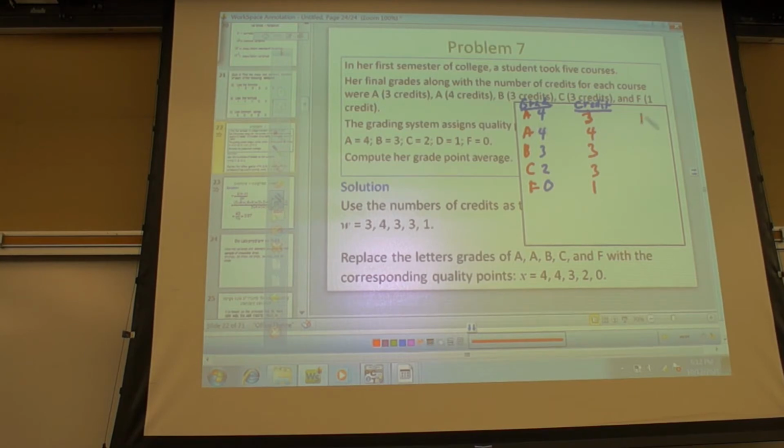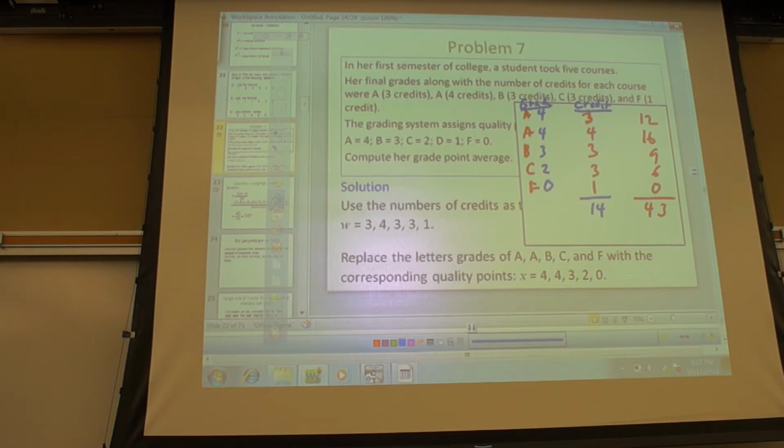4 times 3 is 12. 4 times 4 is 16. 3 times 3 is 9. 6 and 0. I'm going to add those up and get 43. Is that right? Yeah. And then again, what varies? What's my variable? Grades. Grades is my variable. So I do not divide out my variable. That's what I'm trying to find. You divide out the thing that stays the same. So it's credits. I'm going to divide by the credits, 14.